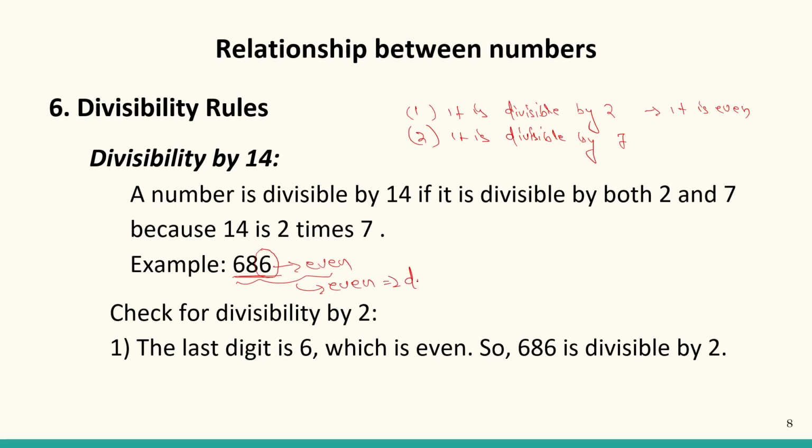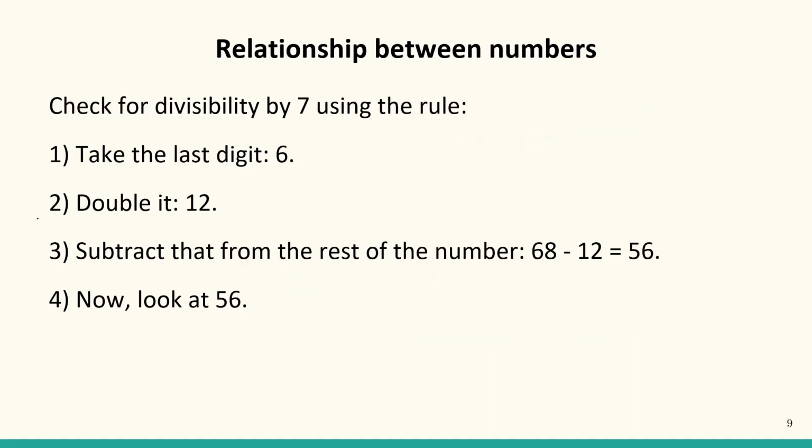So this implies that it is divisible by 2. Okay, so the first step is conquered now. So we got it, the number is divisible by 2. Next, what we need to do is check for divisibility by 7. So how do we check for the divisibility by 7?